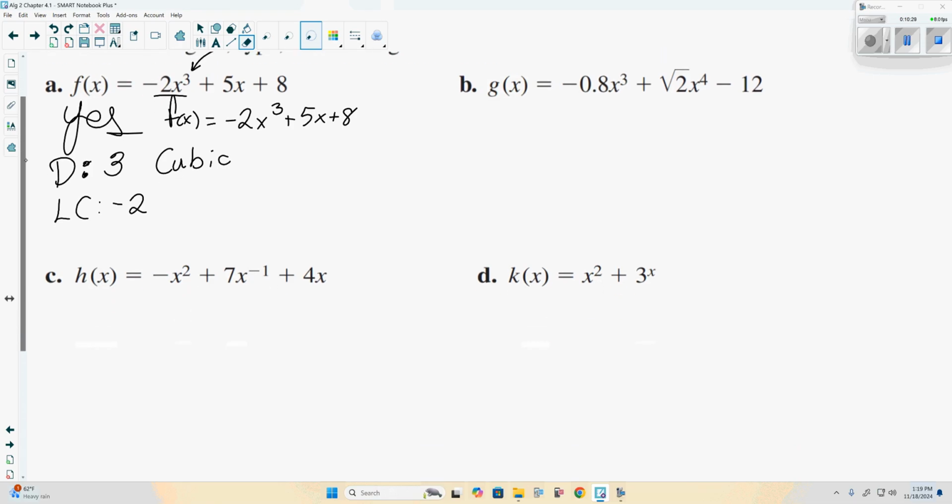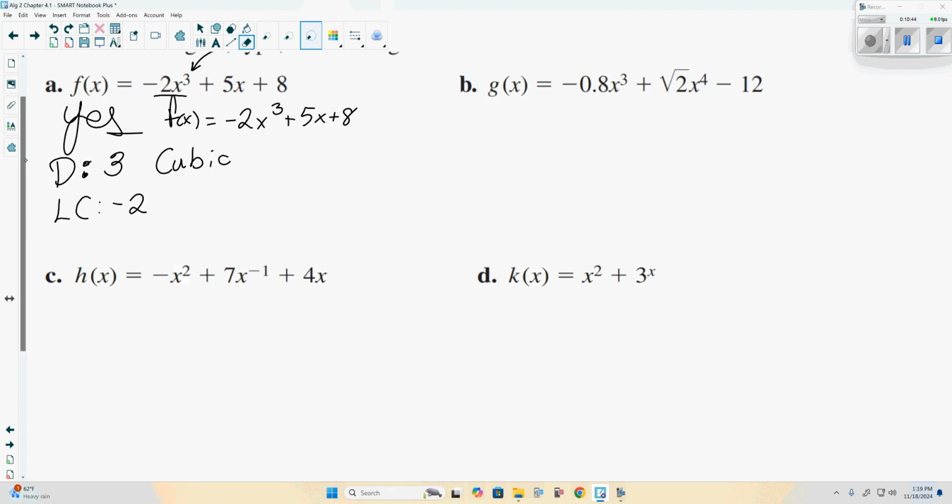Questions on A before we look at C? We good with A? Let's look at C. -2 or -x squared plus 7x to the -1 plus 4x. Is this a polynomial function?